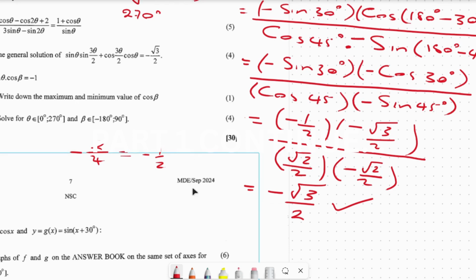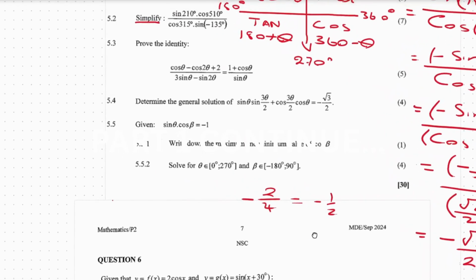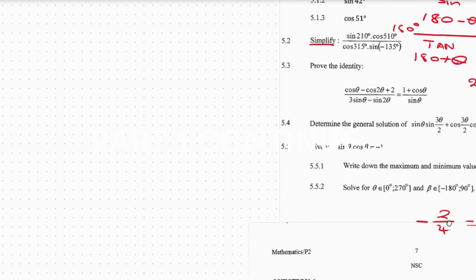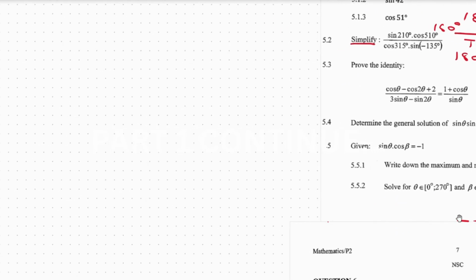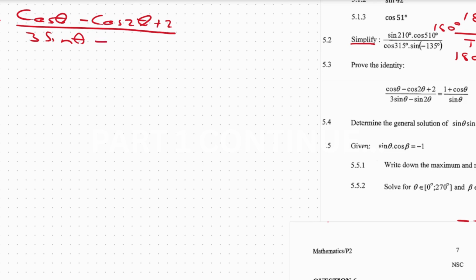All right. Now let's look at question 5.3. So 5.3 is an identity proving. We are proving the identity there. So for 5.3 we are proving this identity: cos theta minus cos 2 theta plus 2 equals 3 sine theta minus sine 2 theta.